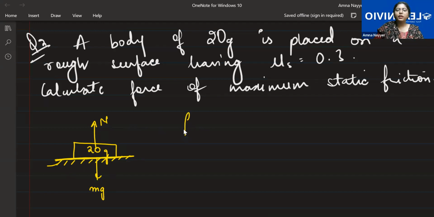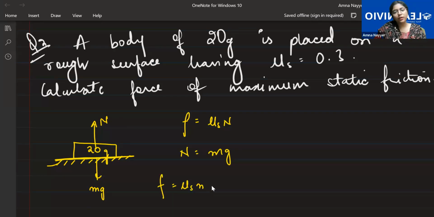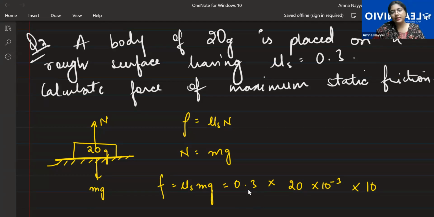So here we have to calculate force of static friction, which is mu s into N. So similar question, N is equal to mg. So F will be equal to mu s mg, which will be 0.3 into, now mass is 20 grams, 20 into 10 to the power minus 3, into 10, right? So this is 6 into 10 to the power minus 2 Newton, which is 0.06 Newton. Right? This is the answer. Okay.